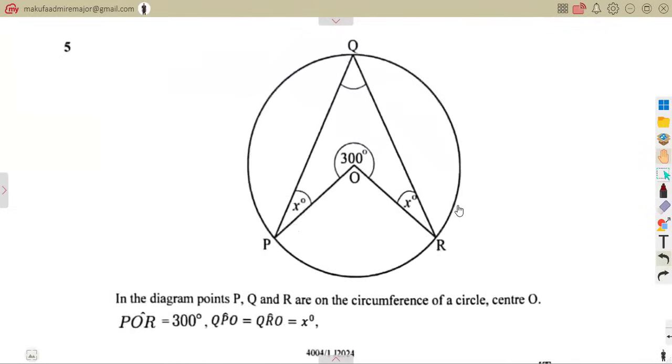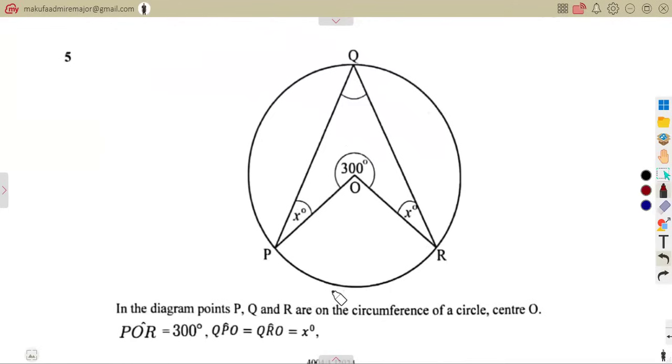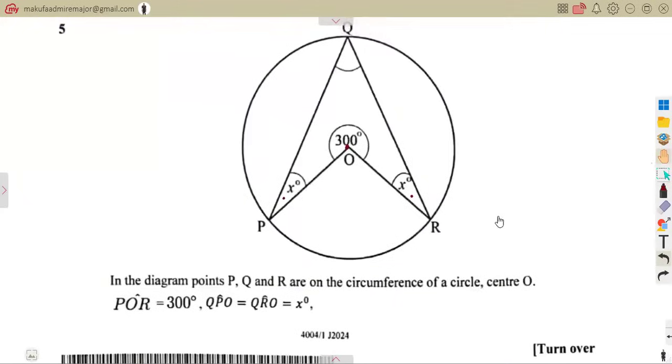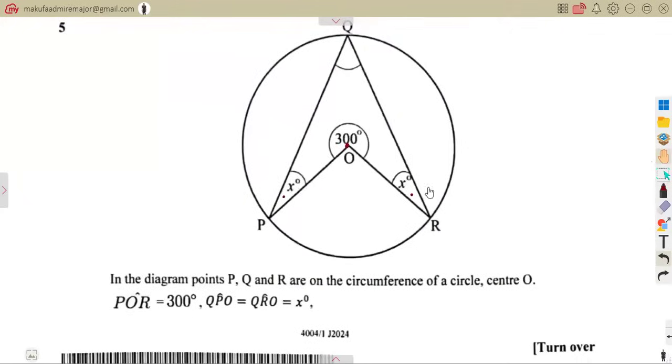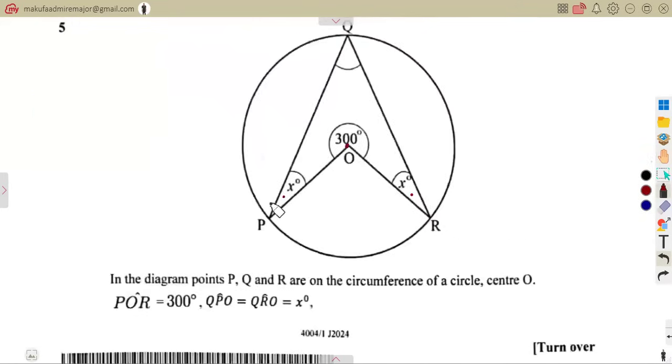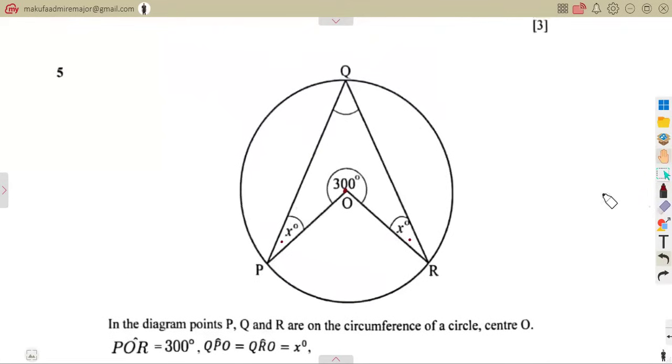Let's see question number 5. You're given P, Q, and R in this diagram are on the circumference of a circle. P, Q, and R. Then O is the center, and you're given POR is 300 degrees, which is the reflex angle. And also, you're given these two angles, they are equal and they are equal to X. From this information that we are given, the first question of our question 5, it was find angle PQR. All right, so we need to calculate angle PQR, which is this angle here, P to Q to R, which is this one.